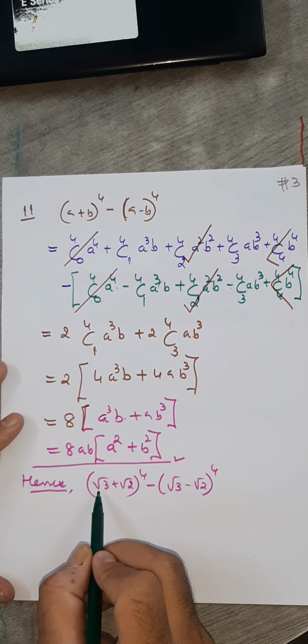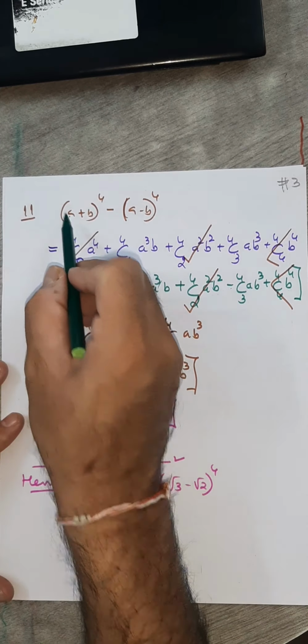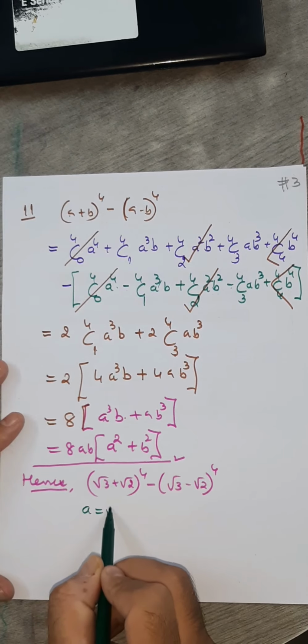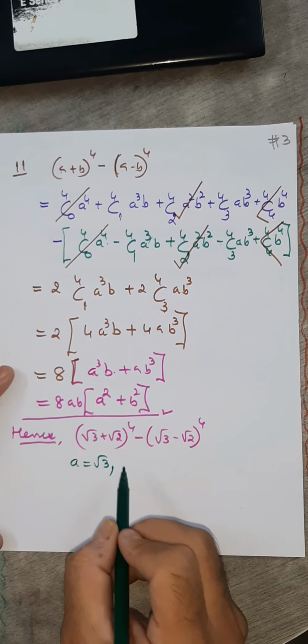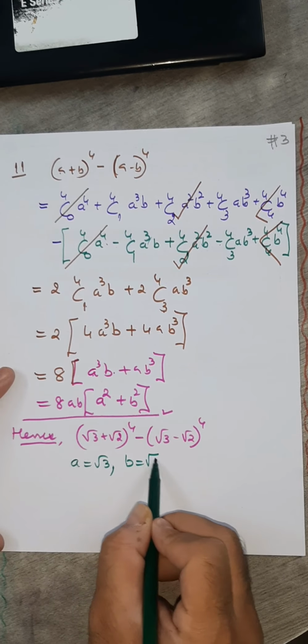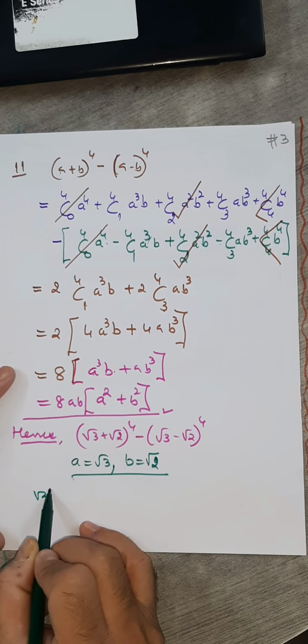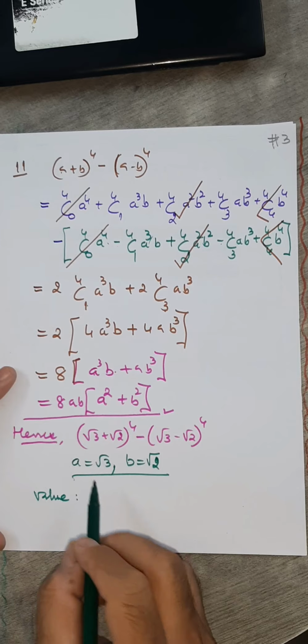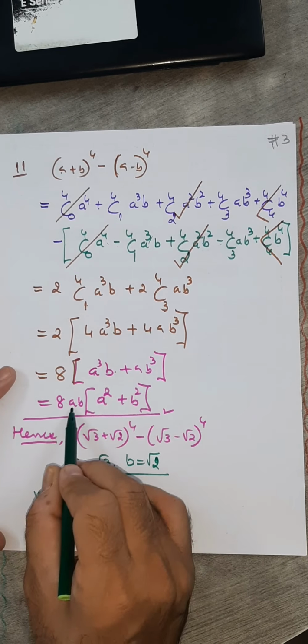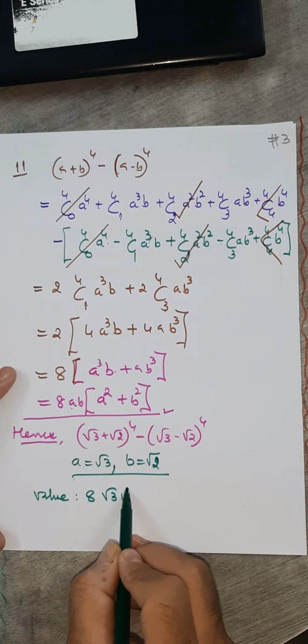So what is your a here? Just compare with this. So a is root 3 and what is b, which is root 2 here, right? We are just going to place here, so therefore value equals 8 into ab, which is root 3 into root 2.